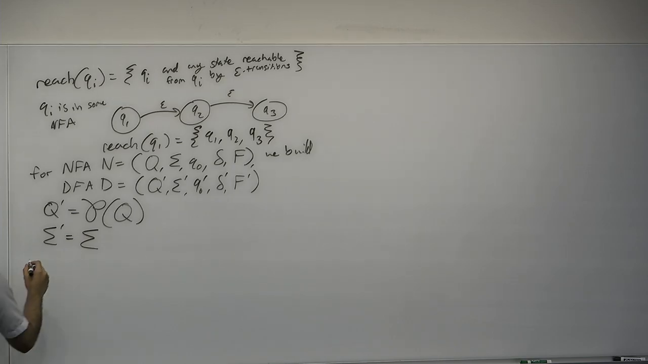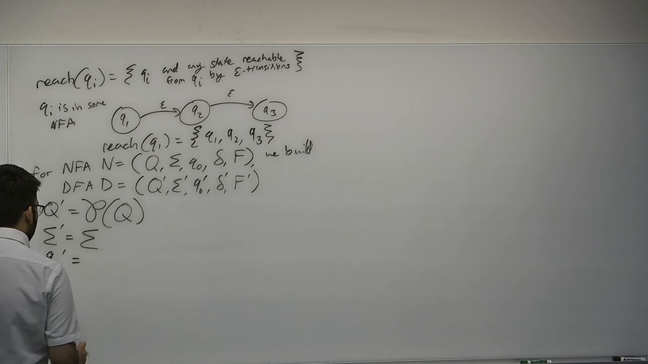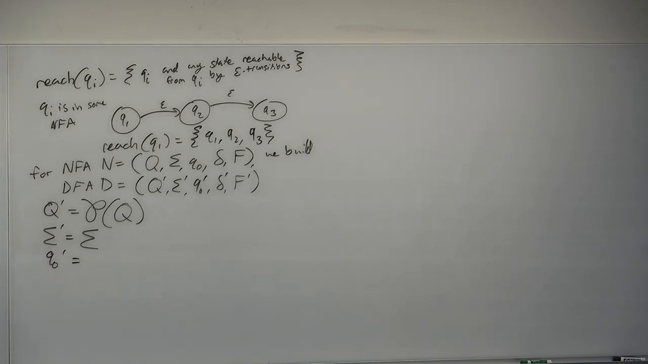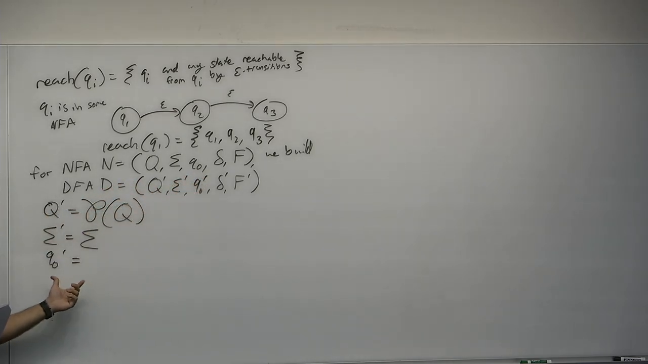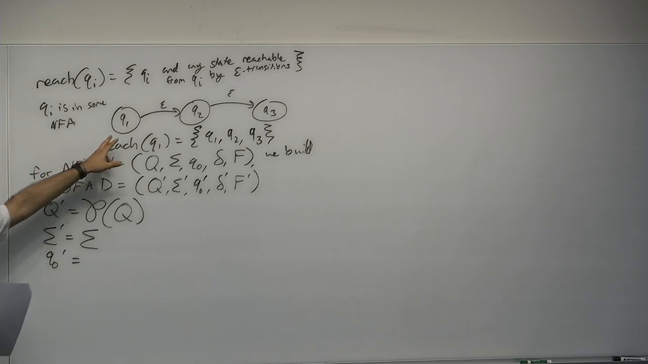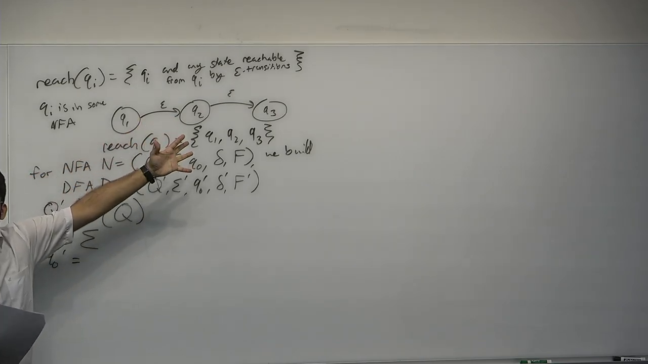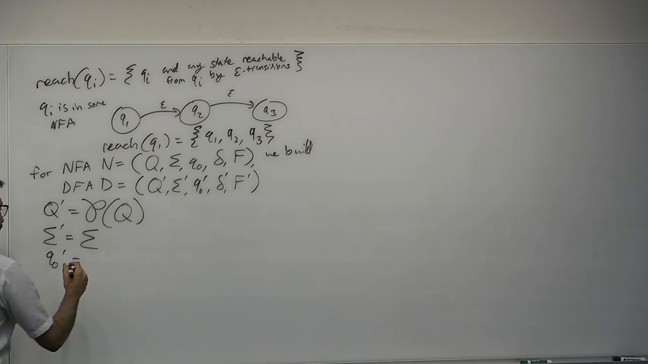Q zero prime. This one's a little tricky. What is Q0 prime? If there's only one start state, you can just use the same one. But if there's multiple, you make a new one. So let's just suppose, because the NFA is given with one start state, what would be the start state of the DFA? Again, we can only have one. Just Q0. Exactly. Recall reach: you can either start at the start or anything you could jump to and start from there. So it's actually not going to be Q0, it's going to be the reach of Q0.